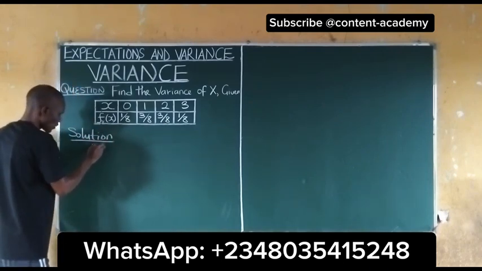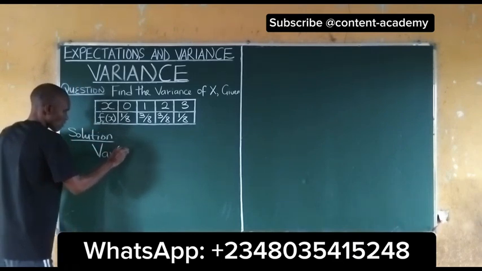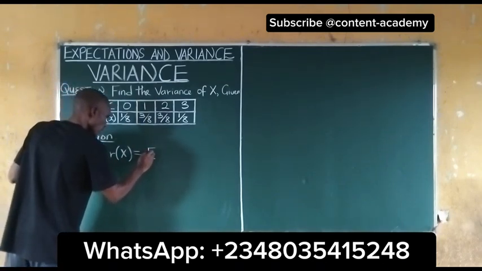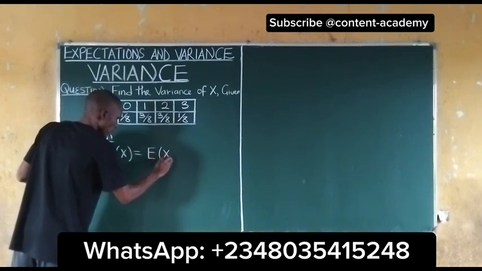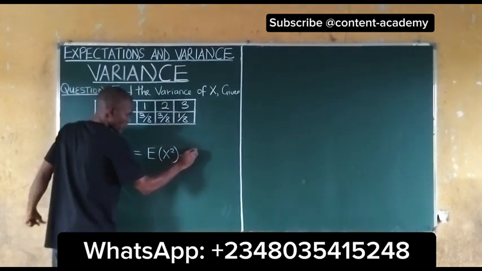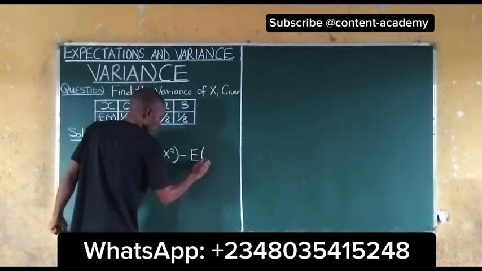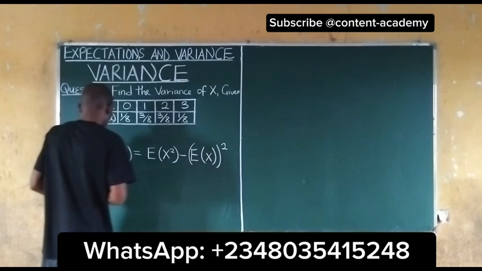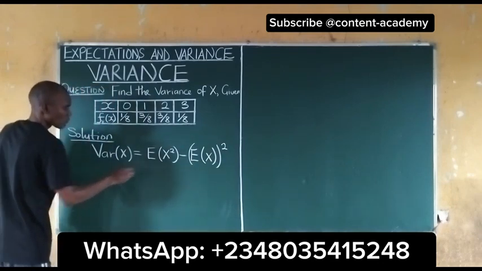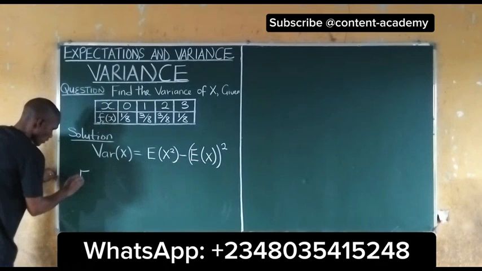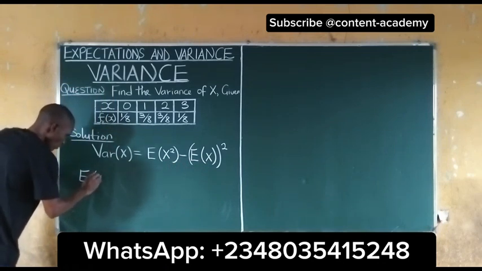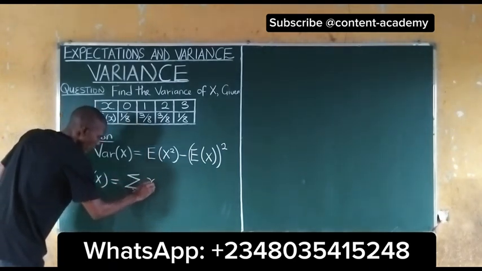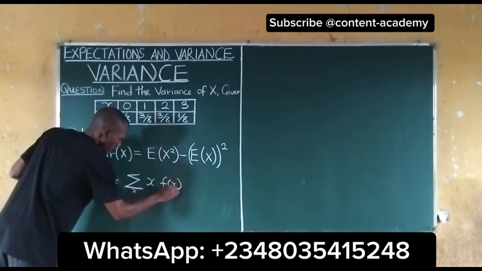So first, what is variance? Variance of x is equal to the expected value of x squared minus the expected value of x, all squared. The first thing to find is the expectation of x. The expectation of x is equal to the summation of x times f of x.